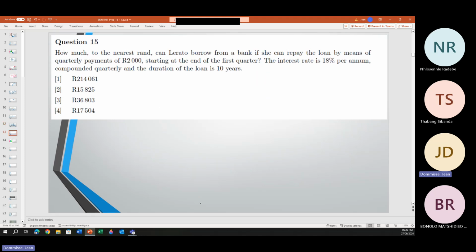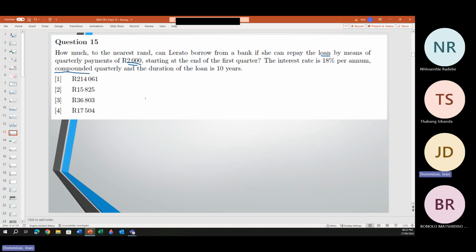Also, we're looking at something that we need to work out compounded. So let's highlight that. How much to the nearest rand can Lerato borrow from a bank if she can repay the loan by means of quarterly payments of 2,000?